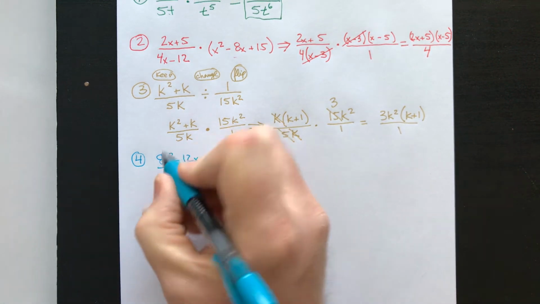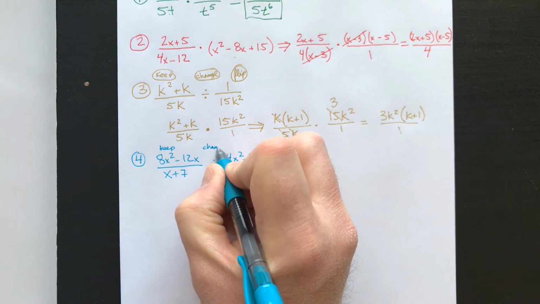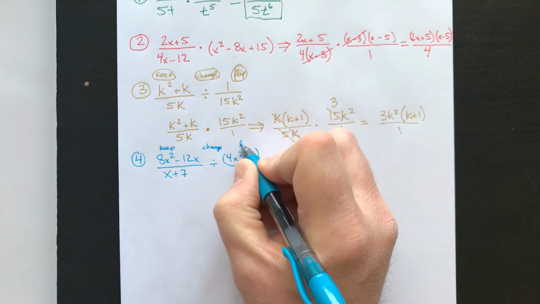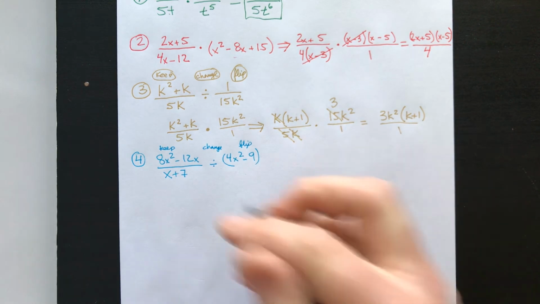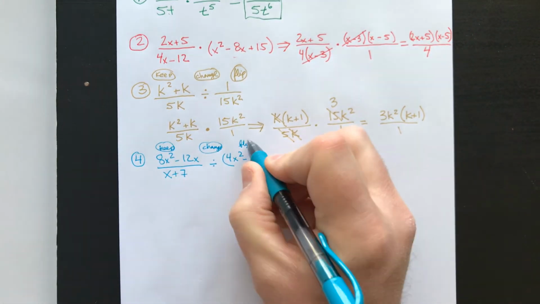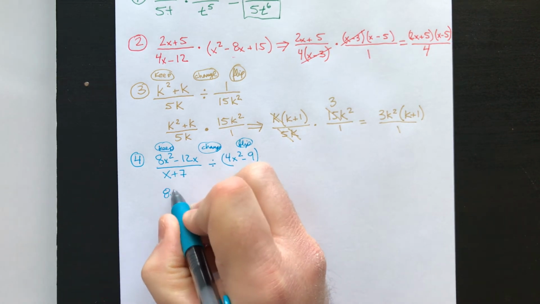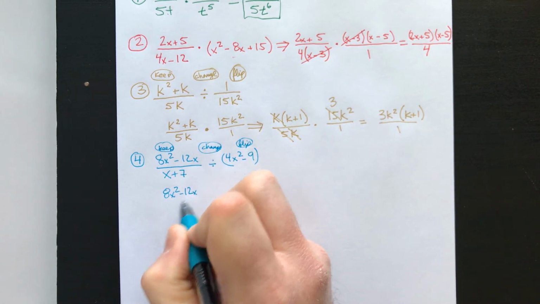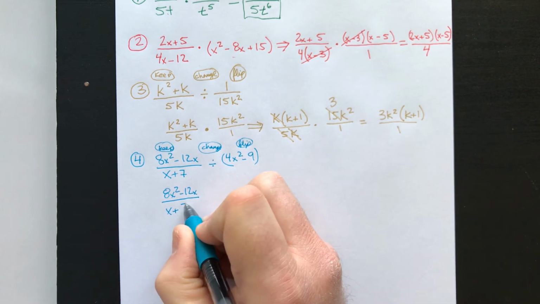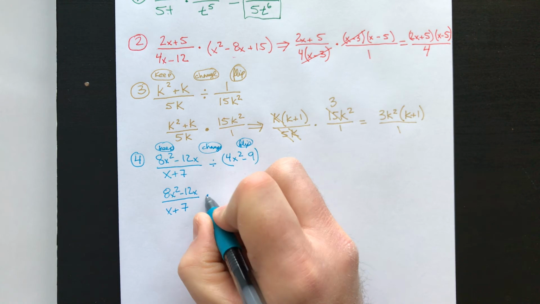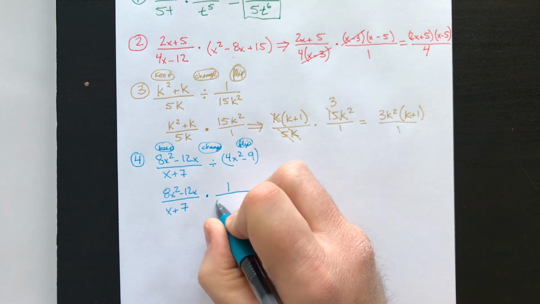Once again, keep, change, flip. Right? Keep, change, flip. So the 8x squared minus 12x will stay over x plus 7. Change that to multiplication. Now this is in the numerator, so I now want it in the denominator.